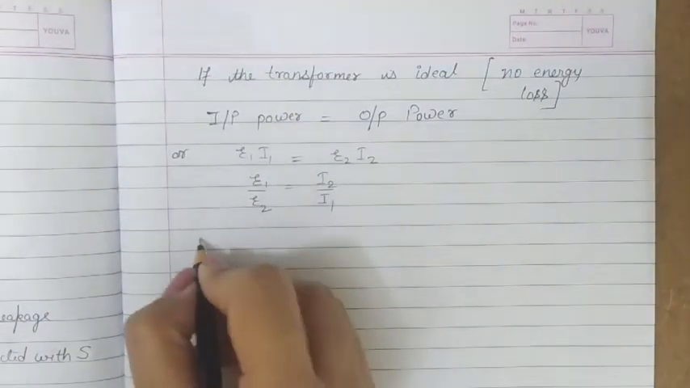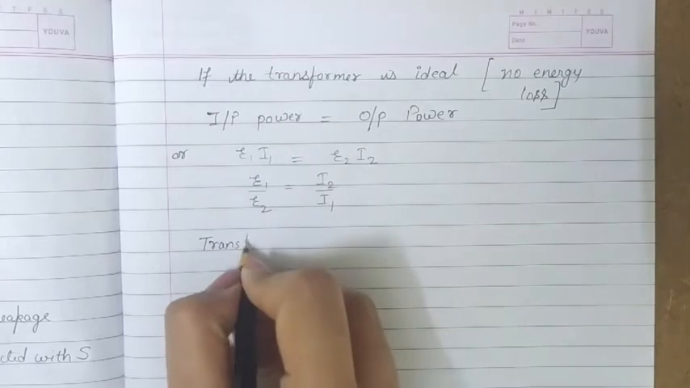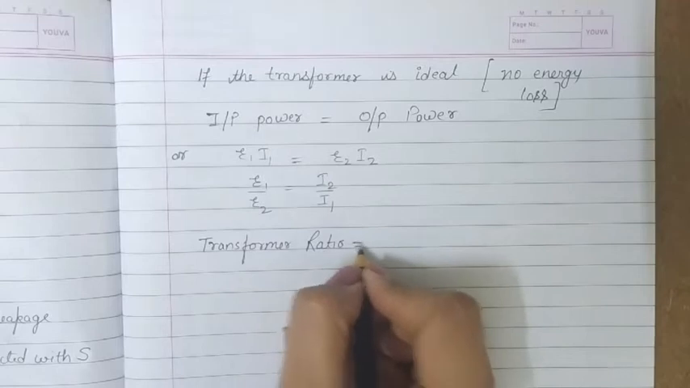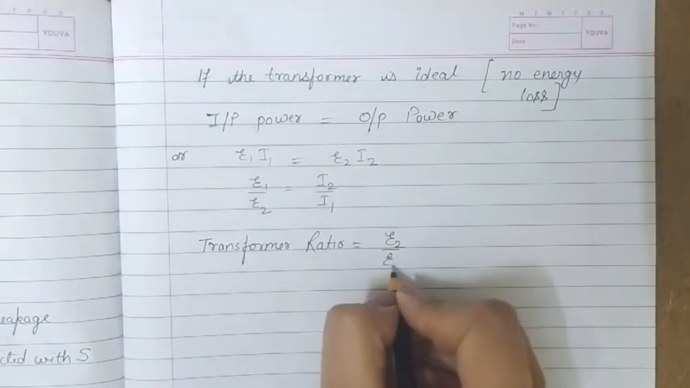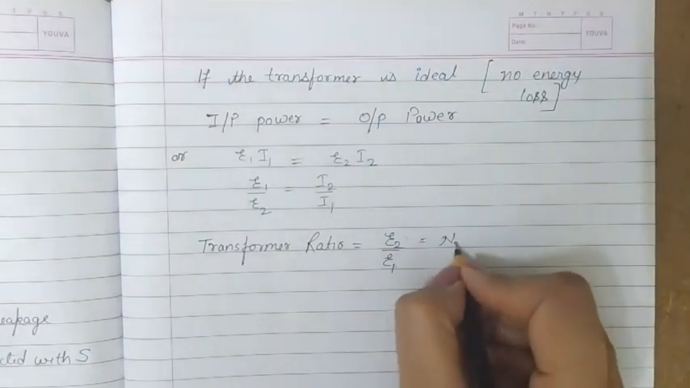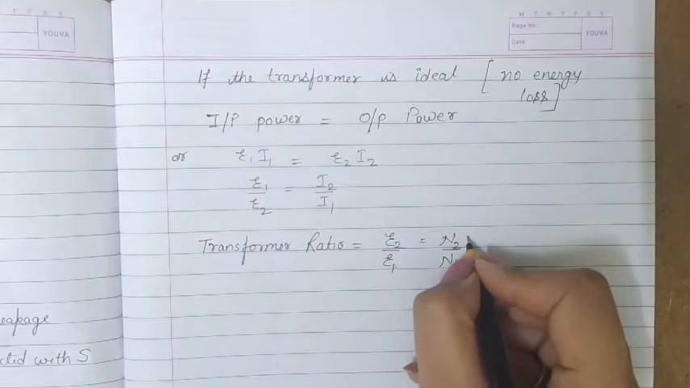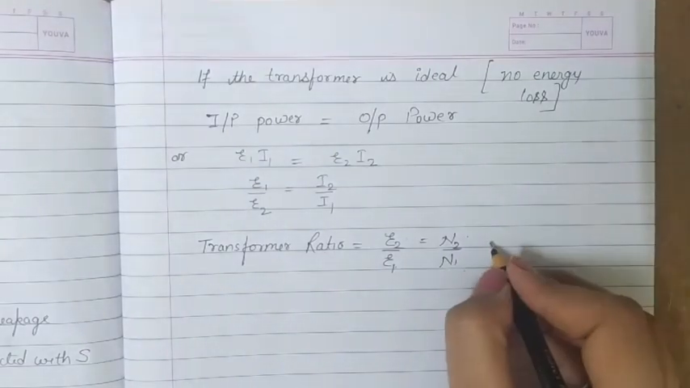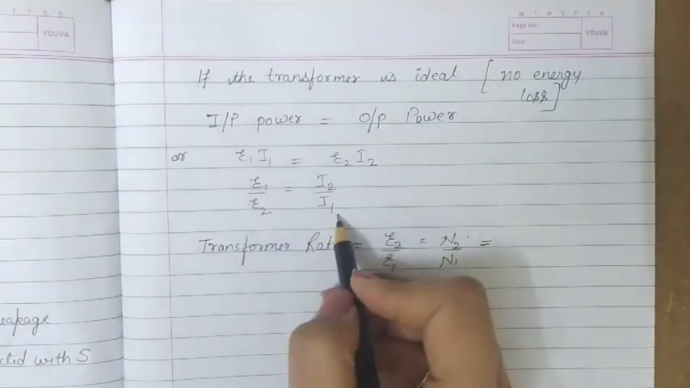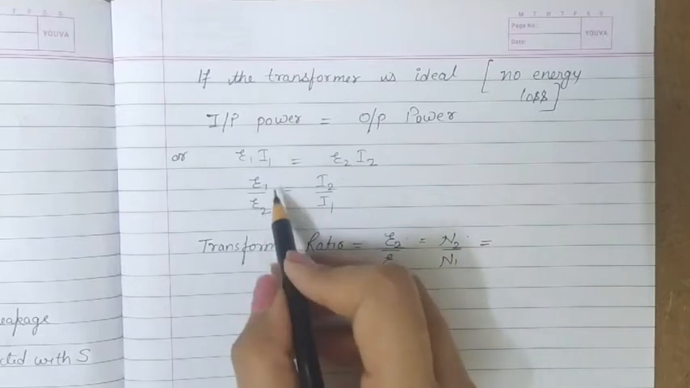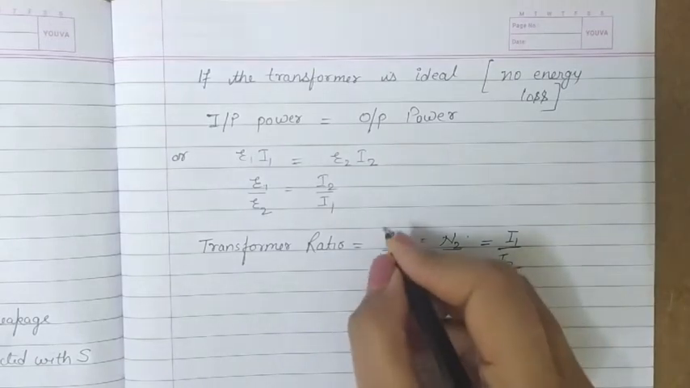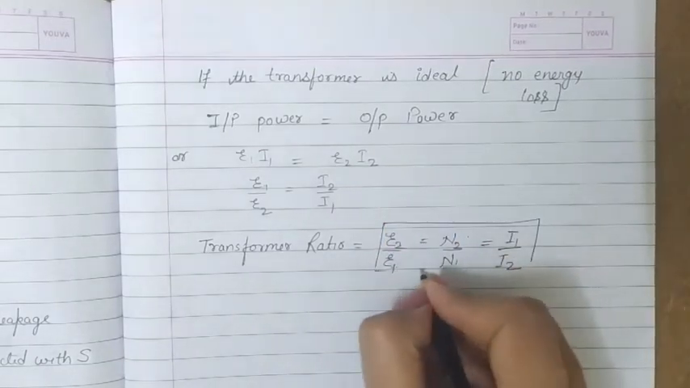So if we talk about the transformer ratio, the transformer ratio was epsilon 2 upon epsilon 1, that is output upon input EMF, is equal to N2 upon N1, that is number of turns in secondary coil to that of number of turns in primary coil. It will be equal to epsilon 2 upon 1. Now 2 upon 1 is 1 upon 2 in terms of current. Epsilon 2 upon epsilon 1 is I1 upon I2. So this will be equal to I1 upon I2 in terms of current.